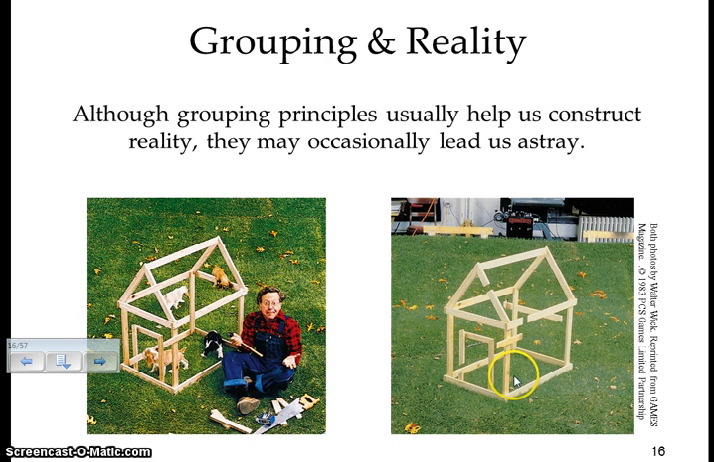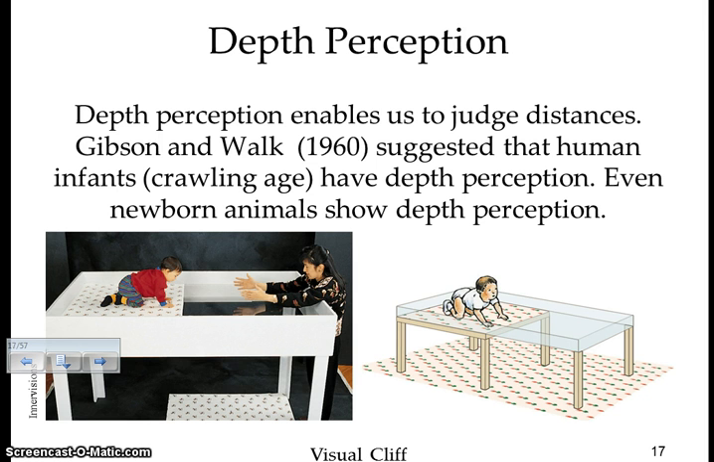But this is really what the doghouse looks like. Take out all that other stuff that's blocking. See, there you go. And so that's what the house would really look like. Depth perception. This is that baby visual cliff.